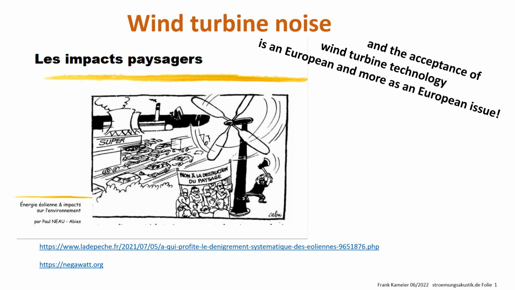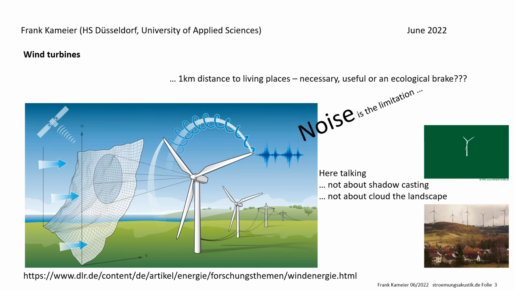The acceptance of wind turbine technology is a European issue. It's really a problem to get acceptance for wind turbines onshore. In Germany, the 1 kilometer distance rule to living places is really a problem. I will talk about noise here. I will not talk about shadow casting, and I will not talk about clouding the landscape.